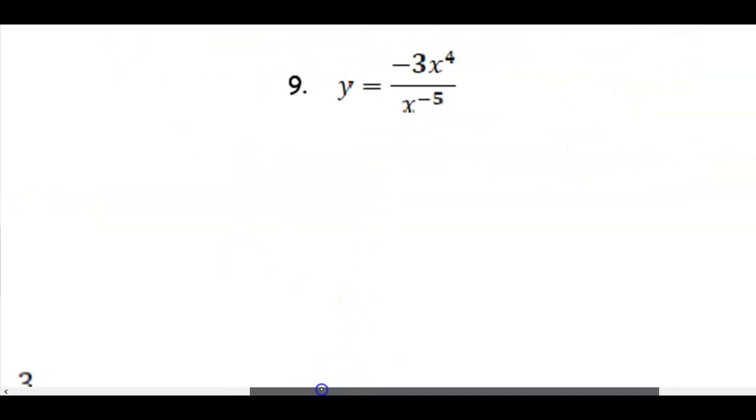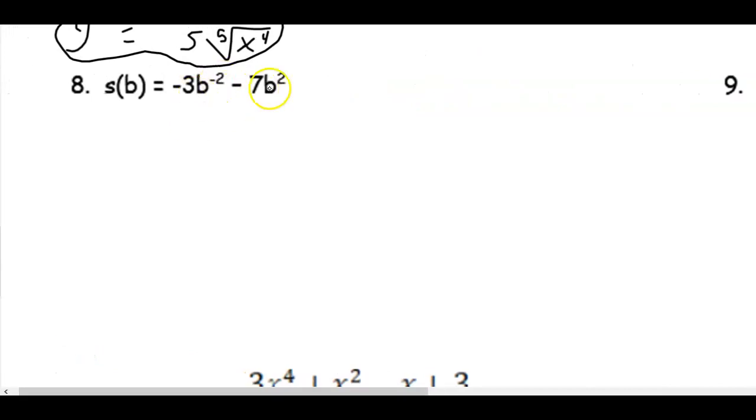All right, this one. All right, okay. We're going to multiply right here. So that's a positive.